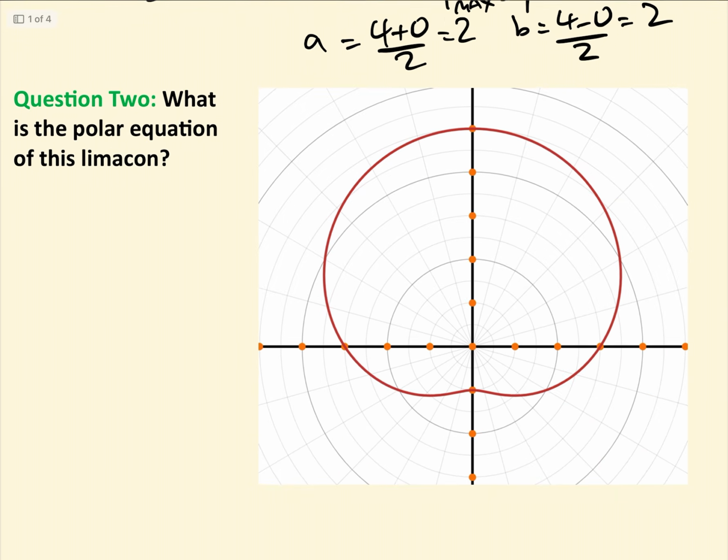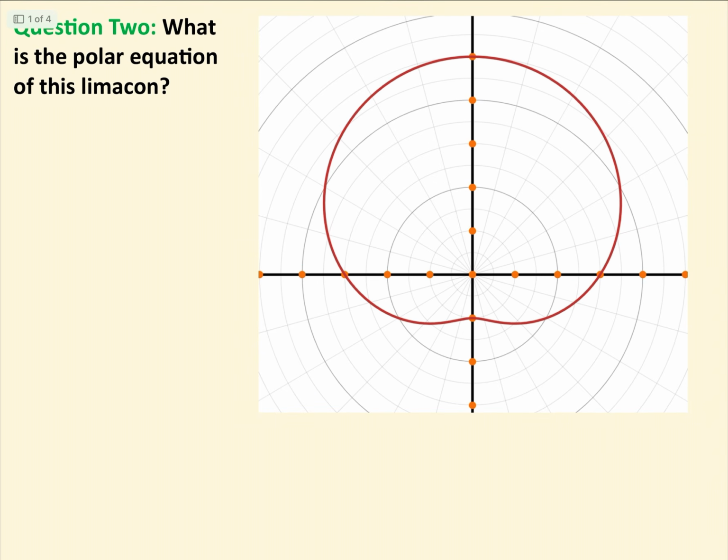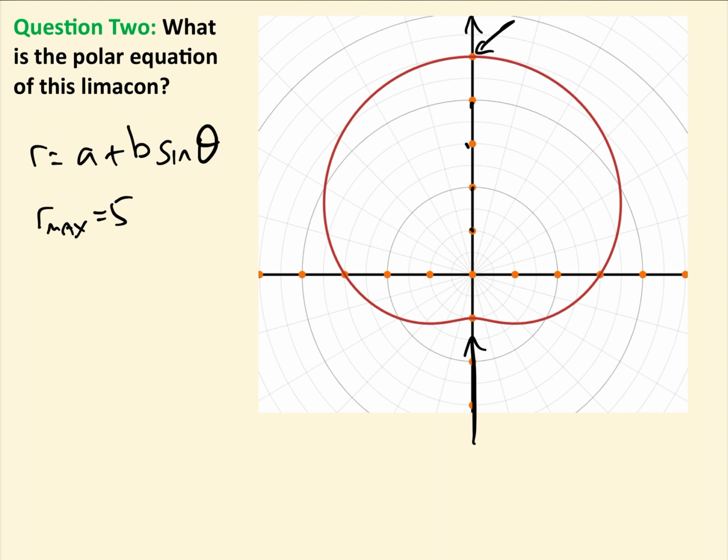Let's move on to question number 2. Question 2, what's the polar equation of this Limaçon? Okay, so we know that it is symmetrical about the y-axis. We can see that. So therefore we know that it is of the form r equals a plus b sine theta. Let's have a look at r max. 1, 2, 3, 4, 5. That is the maximum value of r. So r max is equal to 5.